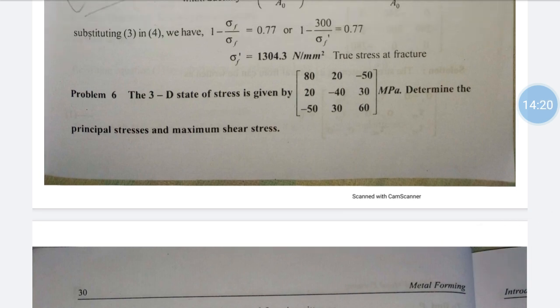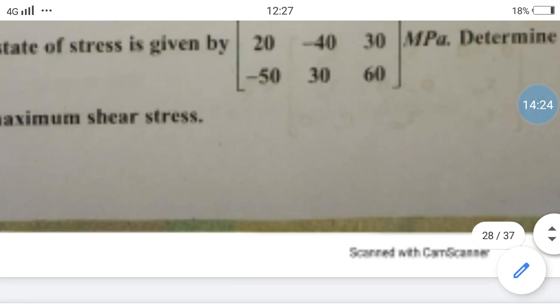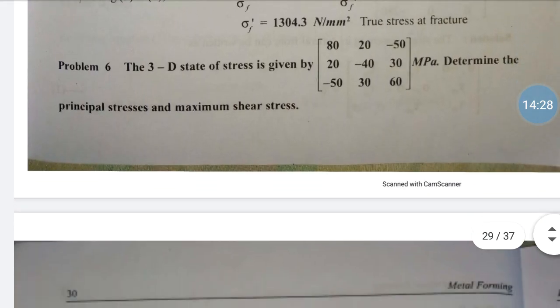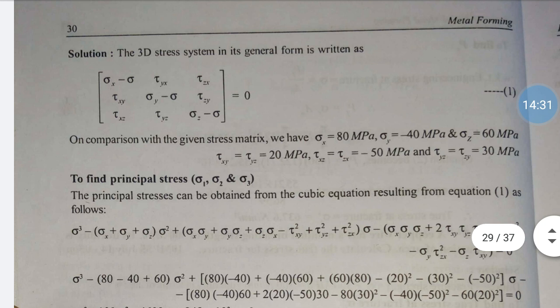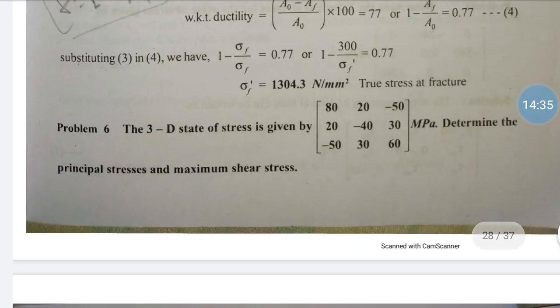If the problem for principal stress comes in matrix form, you need to see that it is in the form of a matrix. Please go through this. Here you need to convert. See, he has told us to determine the principal stress and maximum shear stress.